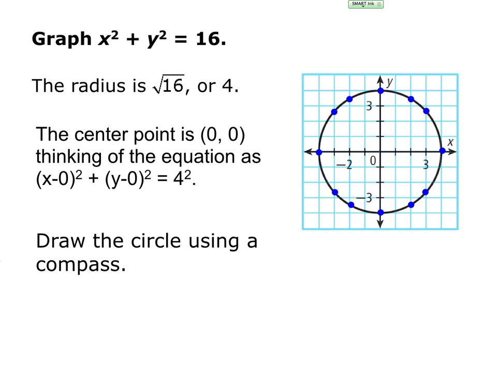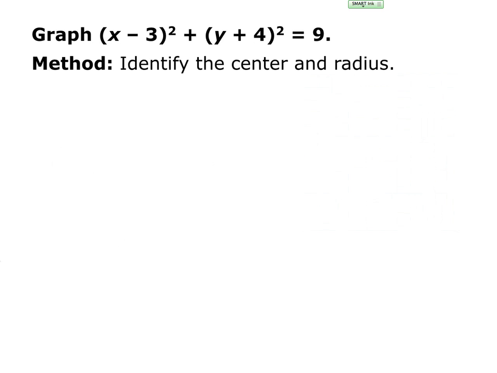Okay, next one to graph. x minus 3 squared plus y plus 4 squared equals 9. Graph that. Identify the center point and the radius.